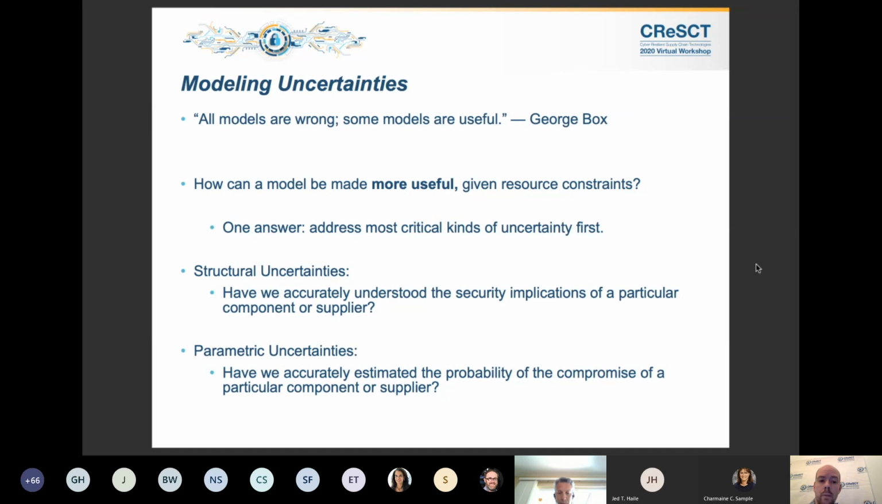One answer to that question would be to address the most critical kinds of uncertainty first. So we divide uncertainties into two general categories. The first would be structural uncertainty, which looks at the question: have we accurately understood the security implications of a particular component or supplier? The second category is parametric uncertainty, and this deals with whether we've got the probability values correct.